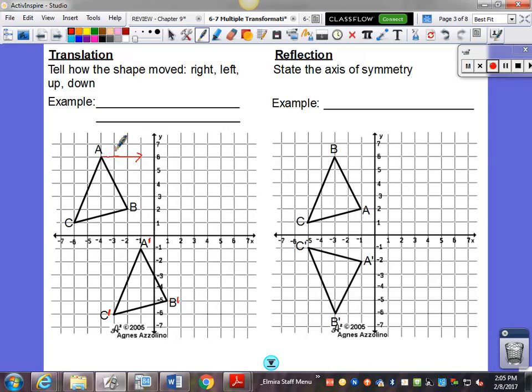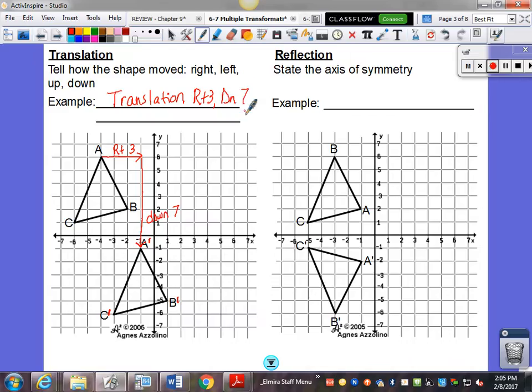So that was right 3 and down 7. Okay, so officially how we would write this for our homework would be that this is a translation. You have to say what it is, and that you went right 3 and down 7. And you can abbreviate a little bit.